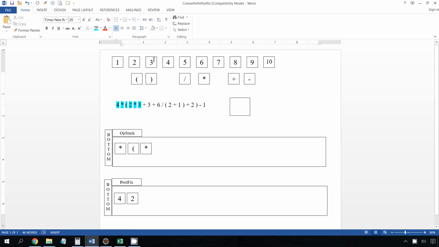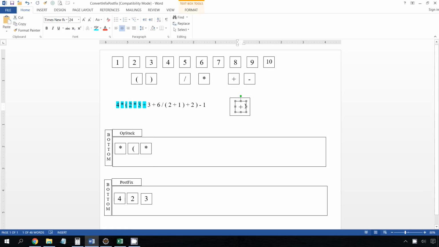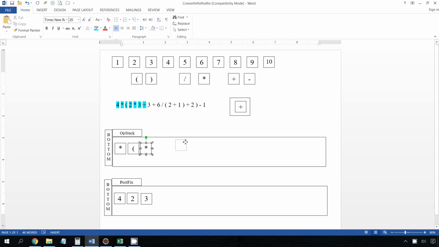Okay, so next up is a 3. 3 is a value, so we just push it onto postfix. Next up is an addition sign. So this is an operator. Now again, for operators, we need to compare to what's on top of the op stack. But if what's on top of there is an actual mathematical operator, then we need to do some work. So the general rule is that if the operator on top of the op stack has greater than or equal to precedence to the operator you're currently evaluating, you pop it off the op stack and push it onto postfix.